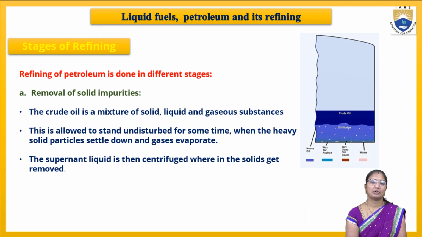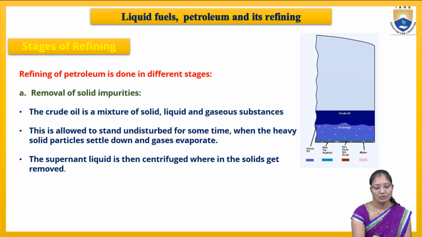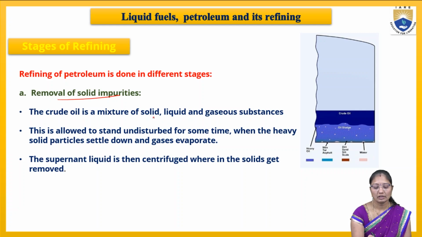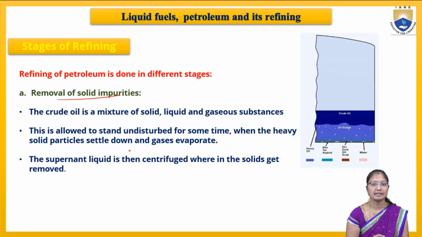So this is the refining of petroleum process. We are going to see in detail, step by step, this refining process. First is the removal of solid impurities. The crude oil is a mixture of solids, liquids and gases, containing solid, liquid and gaseous molecules. It is allowed to stand undisturbed for a certain period of time. The heavy solid particles settle down and the gases evaporate. We should not disturb it during this time.